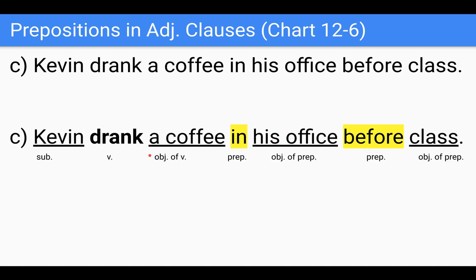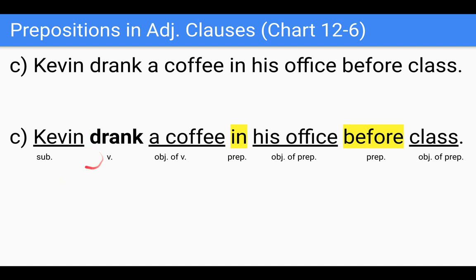Okay. So here, Kevin is the subject, drank is the verb. So then, coffee is the object of this verb. And then, his office is the object of this preposition in. And class is the object of this preposition before. Okay. And the reason this is important is because I can put an adjective clause after a noun, right? It must come after the noun.